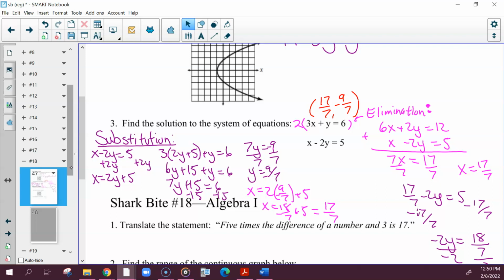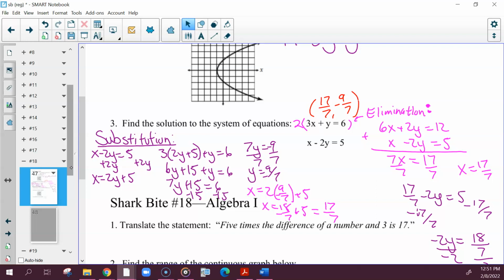Or you could have done elimination. There are different ways you could have done that. I just looked at it as if I multiplied my first equation by 2, now my y values both have the same coefficient. To eliminate them, we could add the 2 equations together and then start solving. And then the rest of that process is the same.